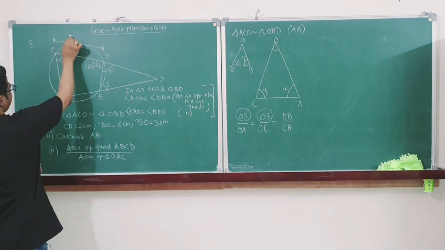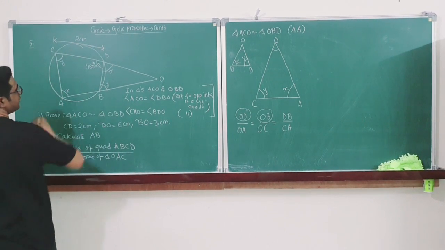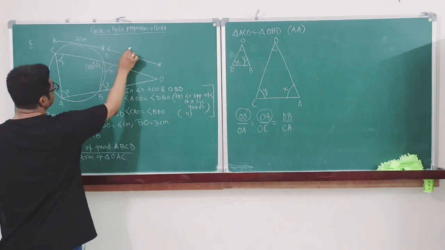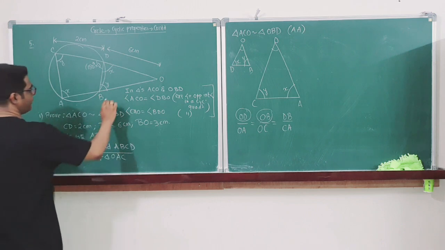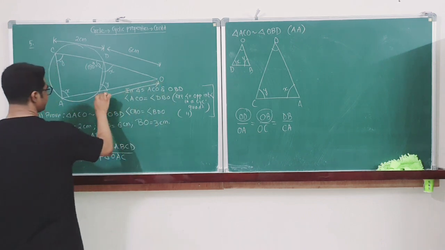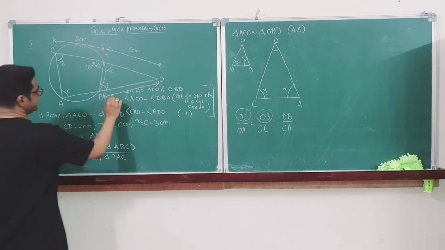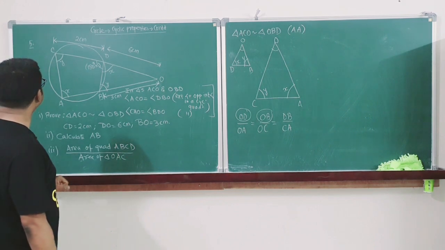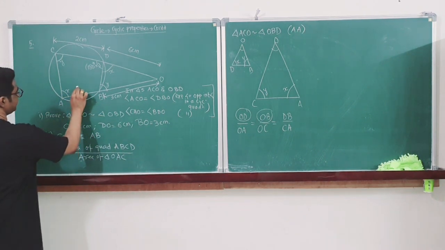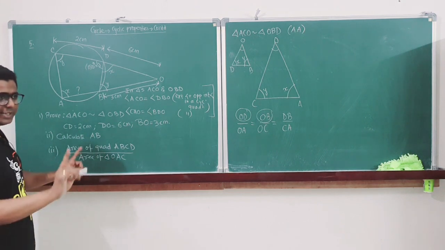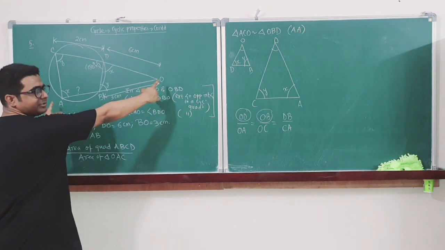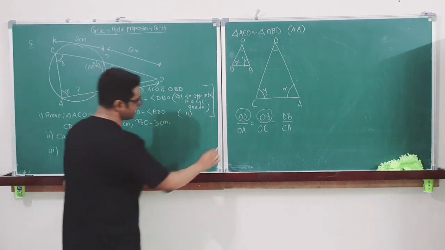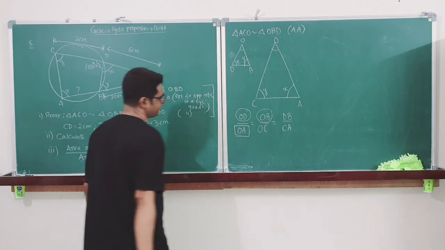So I will mark in this diagram. CD is 2 centimeter. OD is 6 centimeter and OB is how much? 3 centimeter. I need AB, right? I need this one. This one is not known to me. So if I somehow can calculate OA, then I can subtract this part to get this much. Where is OA? Here. So this one I have to calculate.